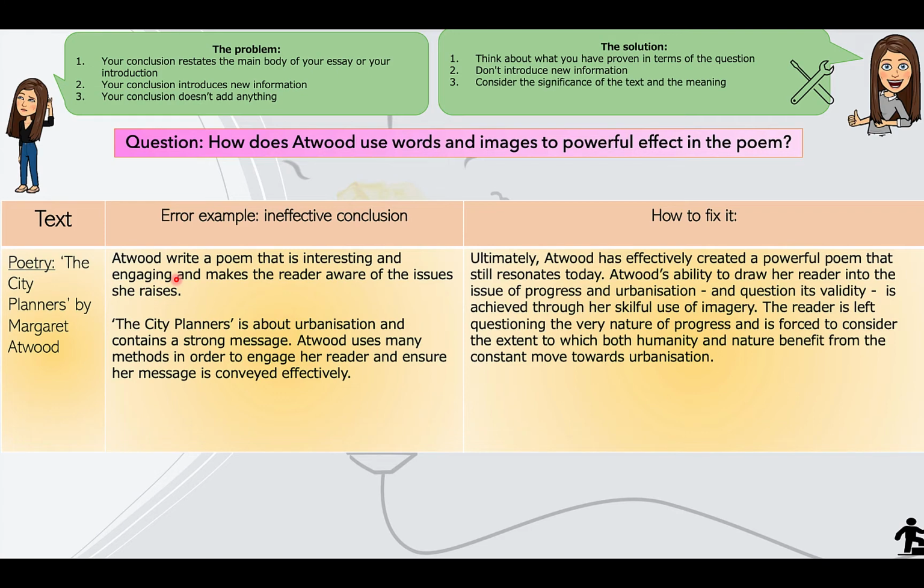So we need something specific. It "makes the reader aware of the issues." What issues? What have you proven in your essay in terms of the issues that she raises? You can restate those things. Obviously don't add new information, but restate what you've proven and then think about the significance.